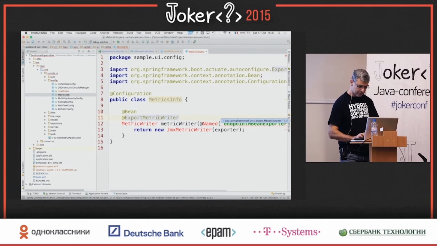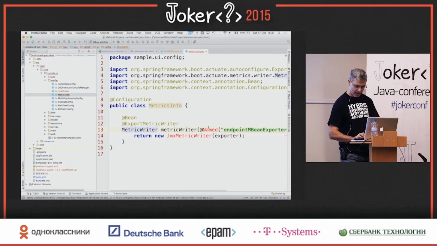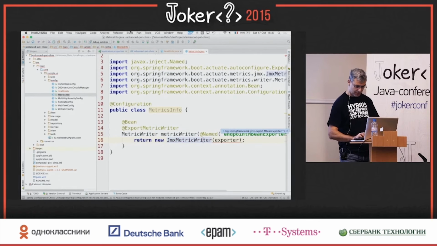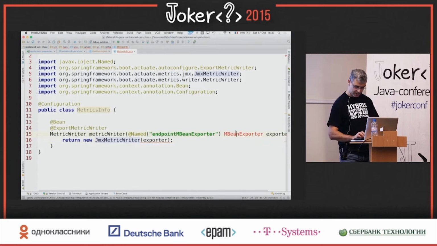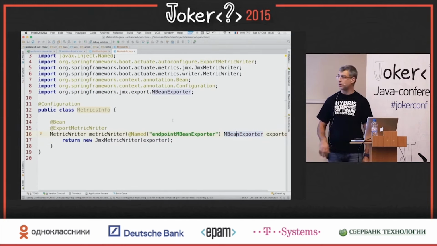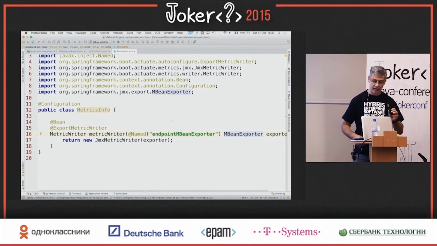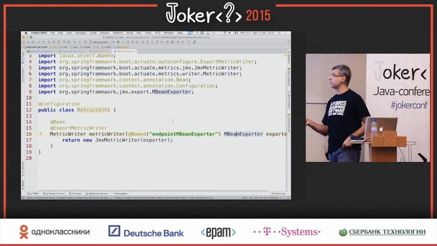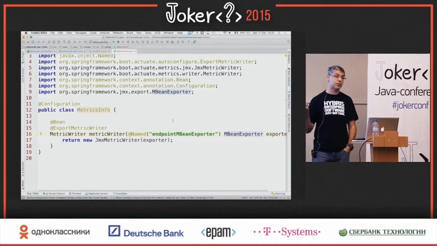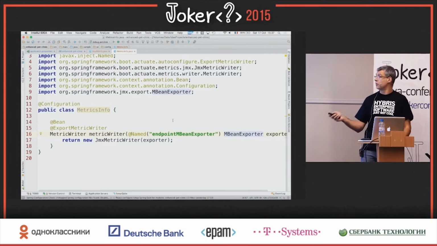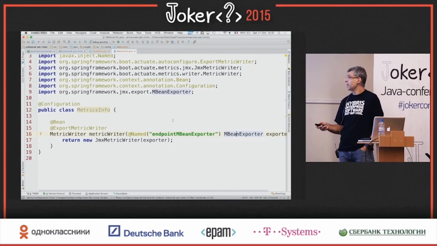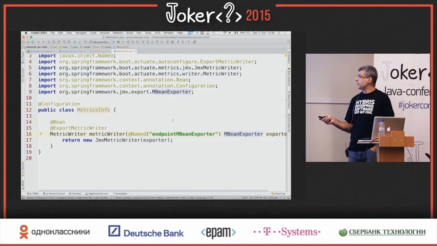I will just tell you why I do that just afterwards. Okay. And I forgot something. Yes, here. Okay, this compiles. So I will create a new bean, and don't ask me why. It's probably an implementation detail. I don't know the specifics. I also have to add this export metric writer annotation. I don't know why, because it could be inferred from the written type. Anyway, it's like that. The metric writer, I have to pass it an MBean exporter that will be passed to my JMX metric writer. So now, why do I put this named annotation?